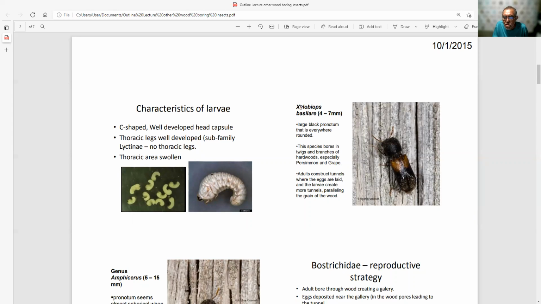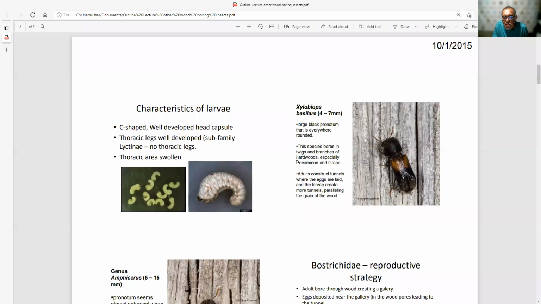And we have, I'm showing a few examples here. A few species, just as a representative of this particular family. Xylobiops bacilla, large black pronotum that is everywhere rounded, so you can see here. The head is stuck beneath, and you don't see the head here because it is terperosok ke bawah. You are looking from up, from an upward position.